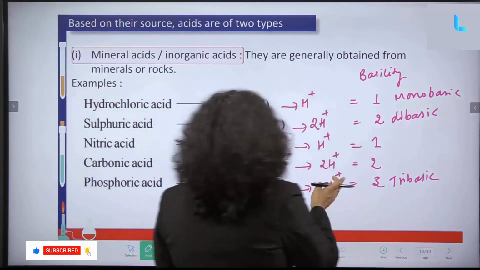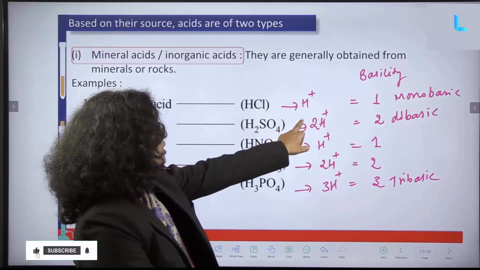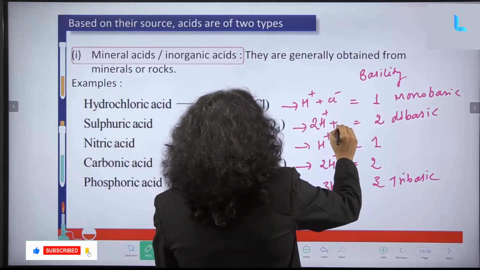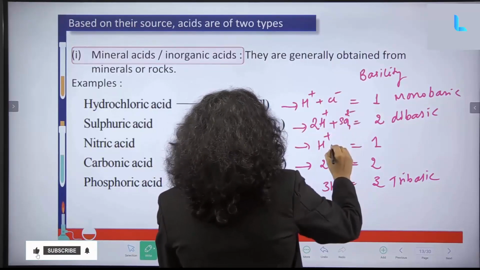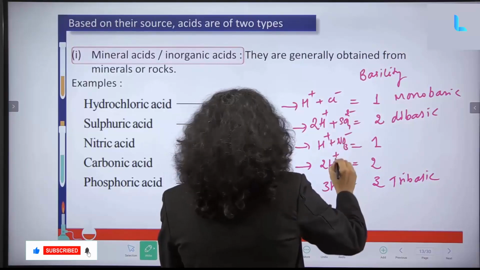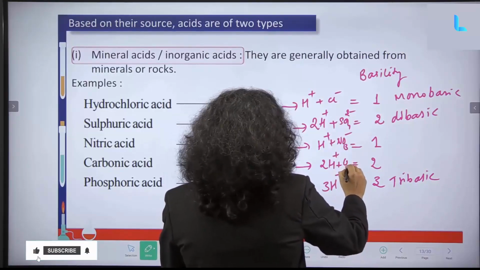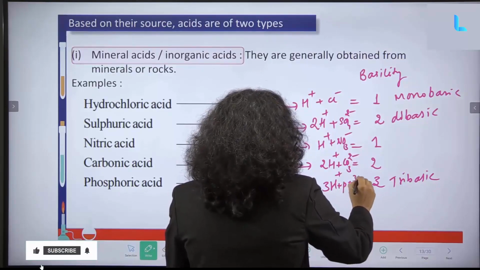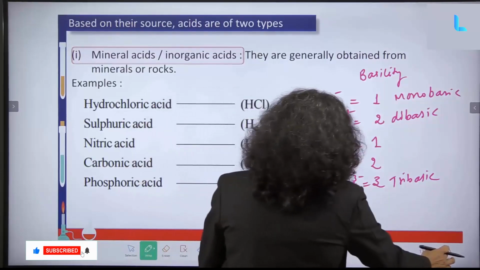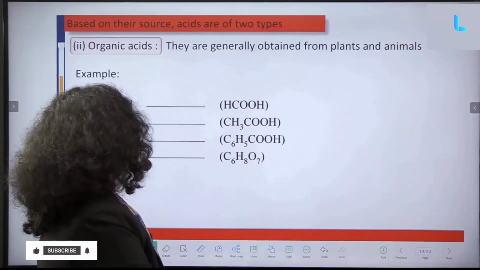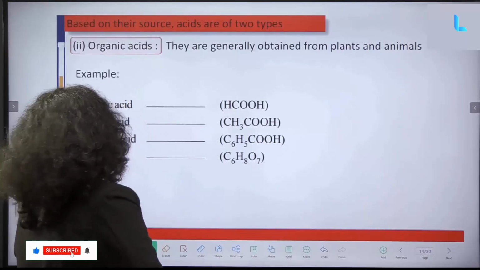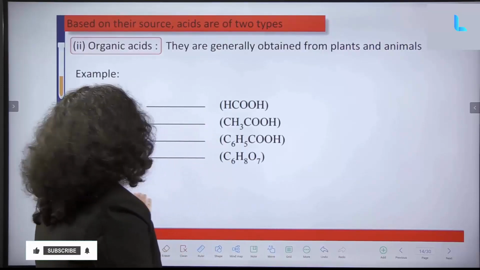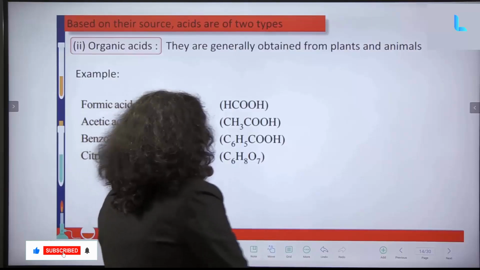On dissociation, how does it dissociate? H plus and Cl minus, like this we can write, or we can write SO4 2 minus, here NO3 minus, here plus CO3 2 minus, plus PO4 3 minus. Like this. Next we are talking about organic acids, generally obtained from plants and animals, that is acetic acid, formic acid, benzoic acid, citric acid, all are examples.